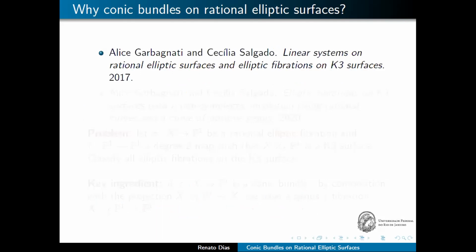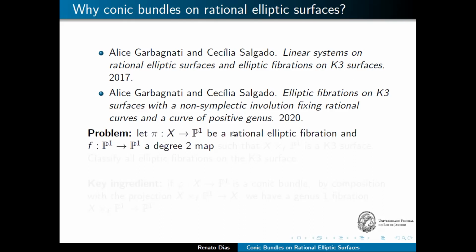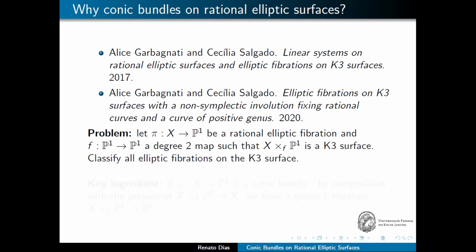I also had motivation from these two articles, also from Cecilia and from Alice Garbagnati, where they study elliptic fibrations on K3 surfaces. So the problem is you have a rational elliptic fibration and a degree 2 map, and this degree 2 map induces K3 surfaces, which is this one. So the point is they classified all the elliptic fibrations on these K3 surfaces.